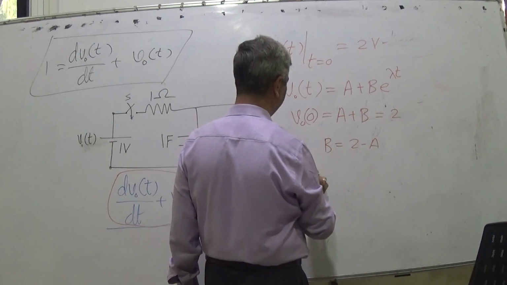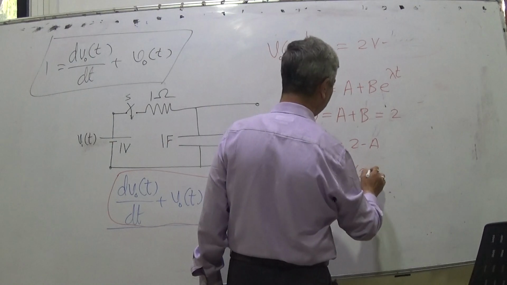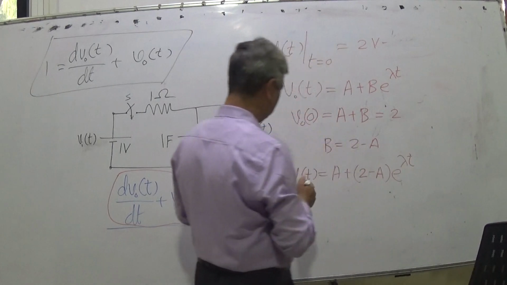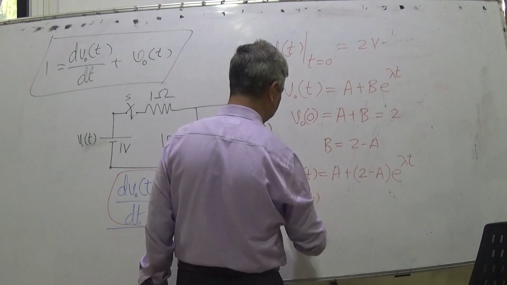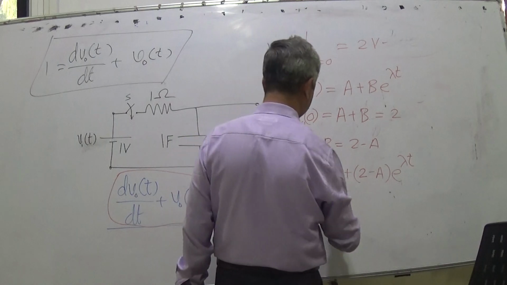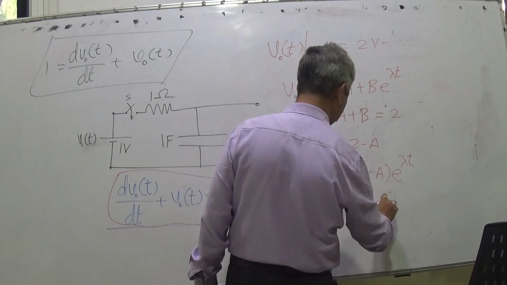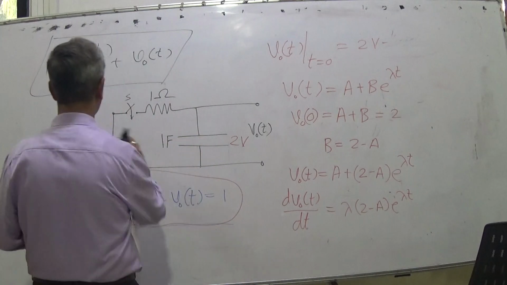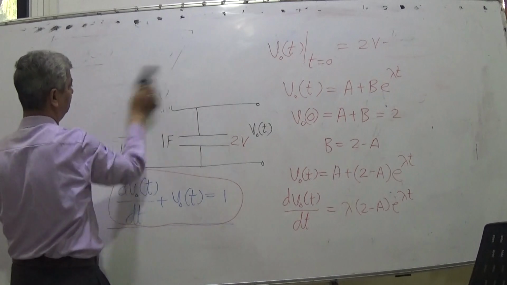So VOT is equal to a plus 2 minus a e raised to lambda t. And what is dVOT by dt? dVOT by dt is lambda times 2 minus a e raised to lambda t. So now we put the writing, and we will remove that on the left hand side so that I can use the board effectively.